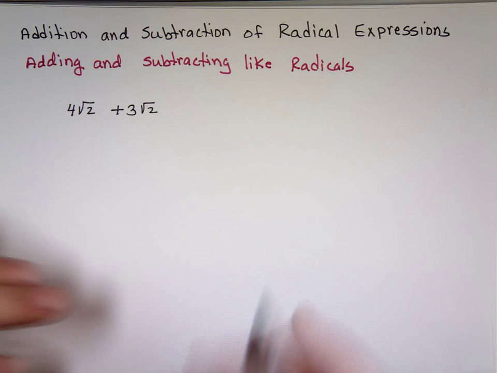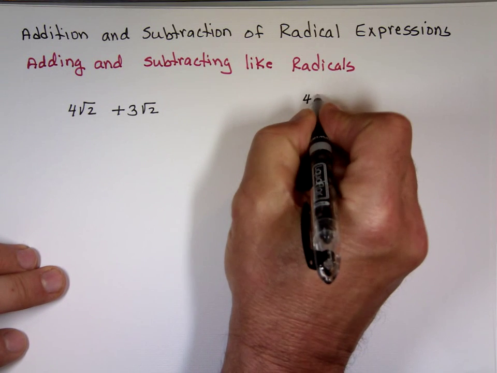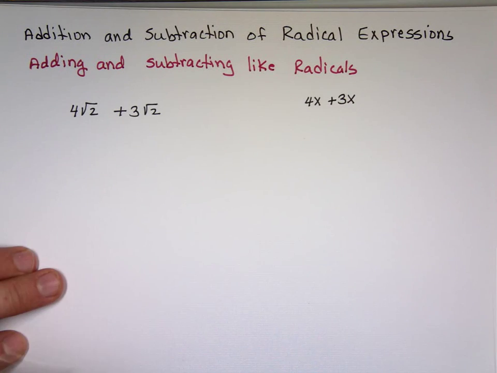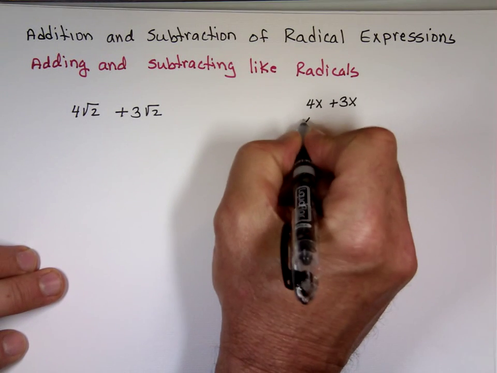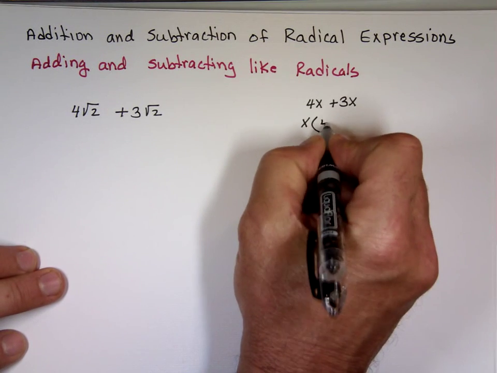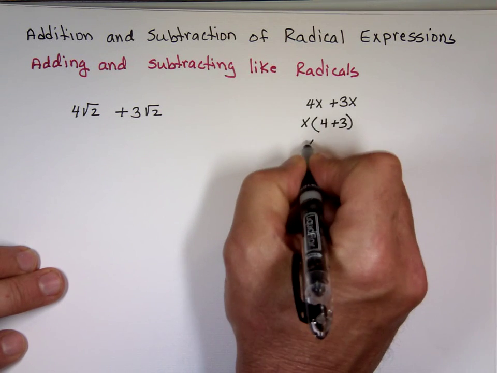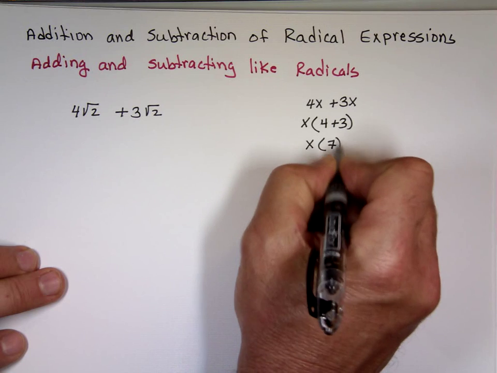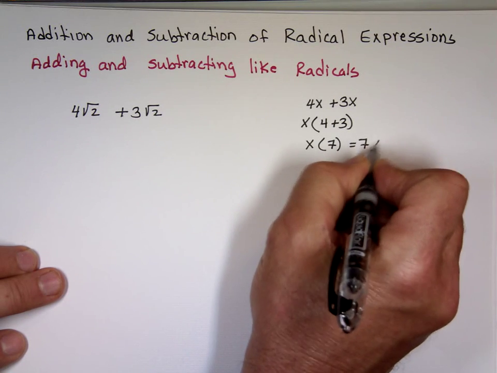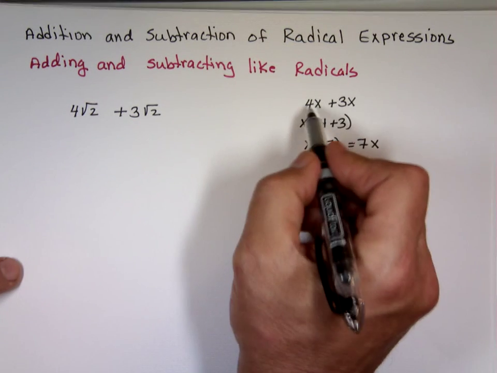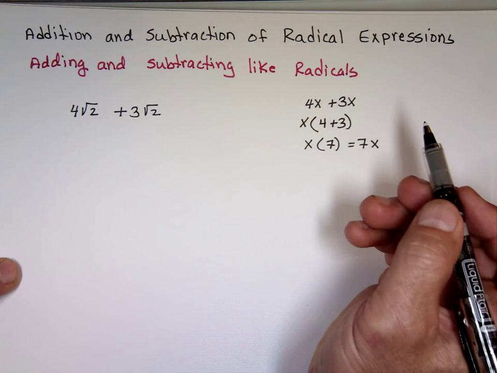Well, that's the same thing as adding 4x plus 3x. If you remember that, you can factor an x out. If you factor an x, what's left? 4 plus 3. And if you do what's inside the parentheses, that's x times 7, which is the same as 7x. So when you're adding 4x plus 3x, just add the numbers and keep x.